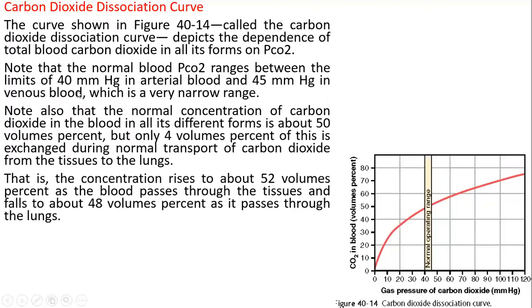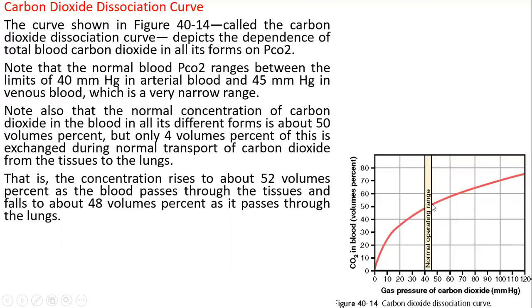Normal PCO2 ranges from 40 in arterial blood to 45 in the venous blood, which is a very narrow range. Note also that the normal concentration of carbon dioxide in the blood in all its different forms is about 50 volume percent. But only 4 volume percent of this is exchanged during normal transport of carbon dioxide from the tissue to the lung. That is, the concentration rises to about 52 اللي هنا تشوفوها.